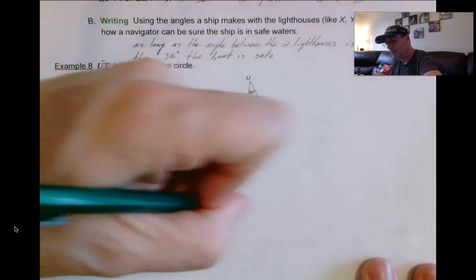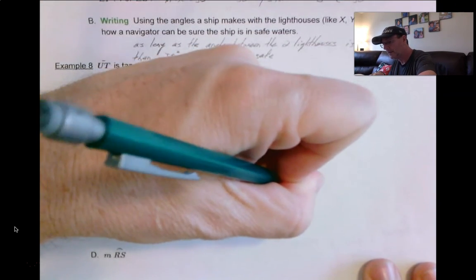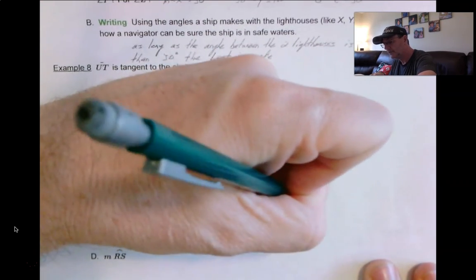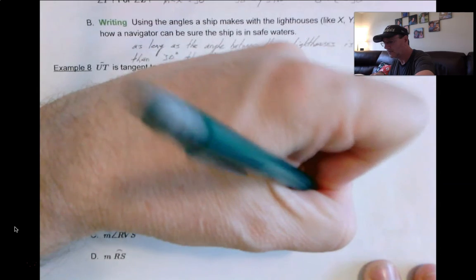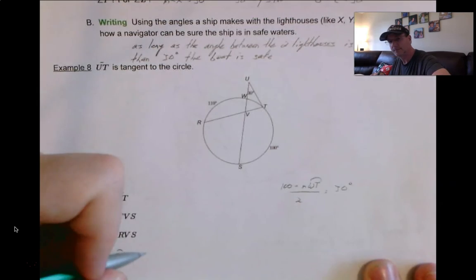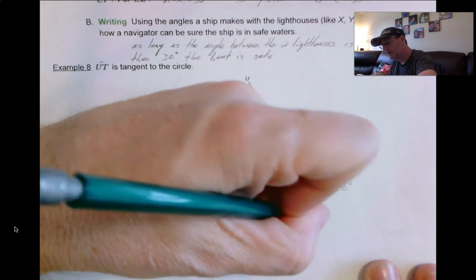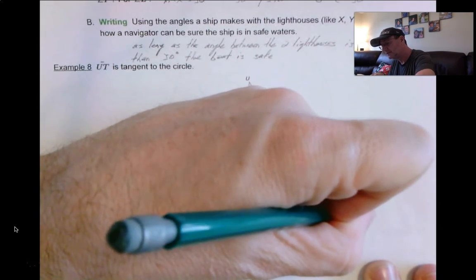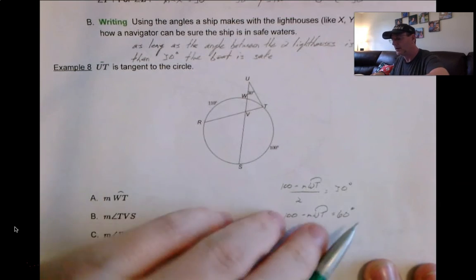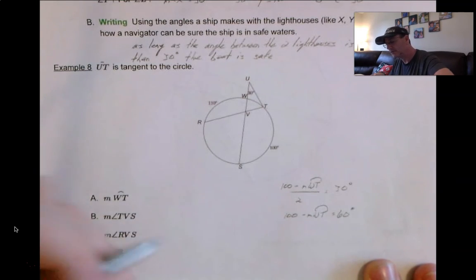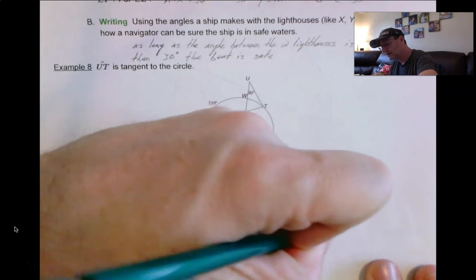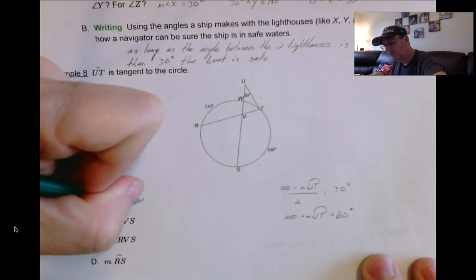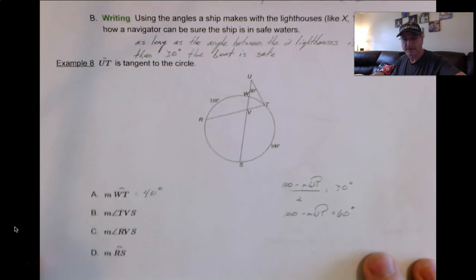So 100 minus the measure of arc WT, divided by 2, equals 30 degrees. 100 minus the measure of arc WT equals 60 degrees. Multiply by 2. Subtract 60, add the measure of arc WT. The measure of arc WT is 40 degrees, 100 minus 60.